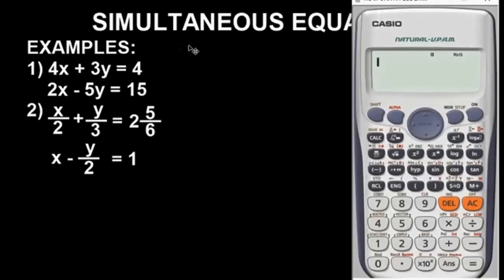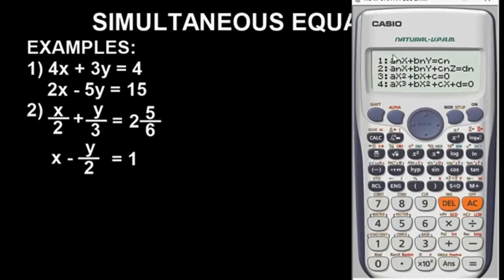Okay, so the first thing you have to do is to go to mode, or better, you can clear the calculator. So let's press shift 9, put the instruction you want to clear, or you press 3, press equal to again. So now let's go to mode. Now equation is option 5.